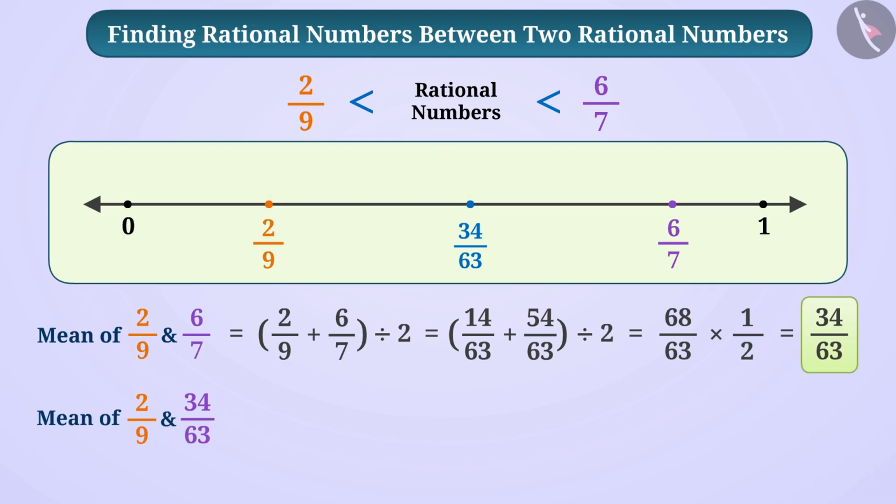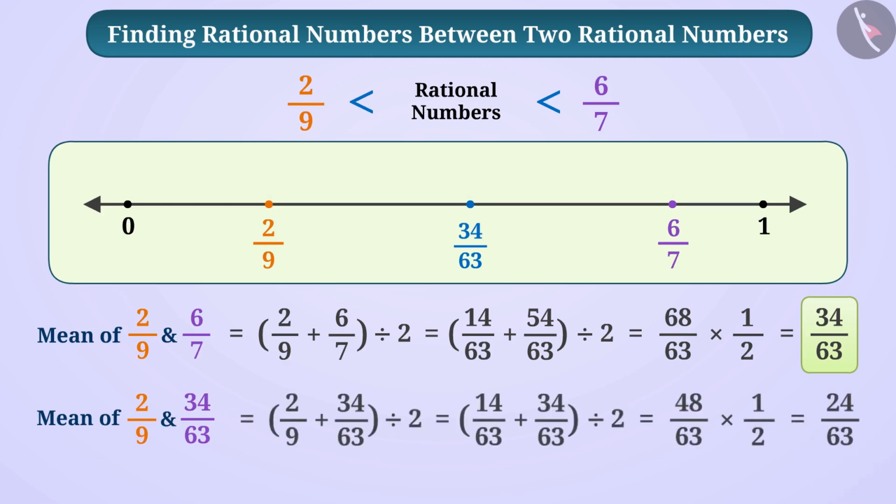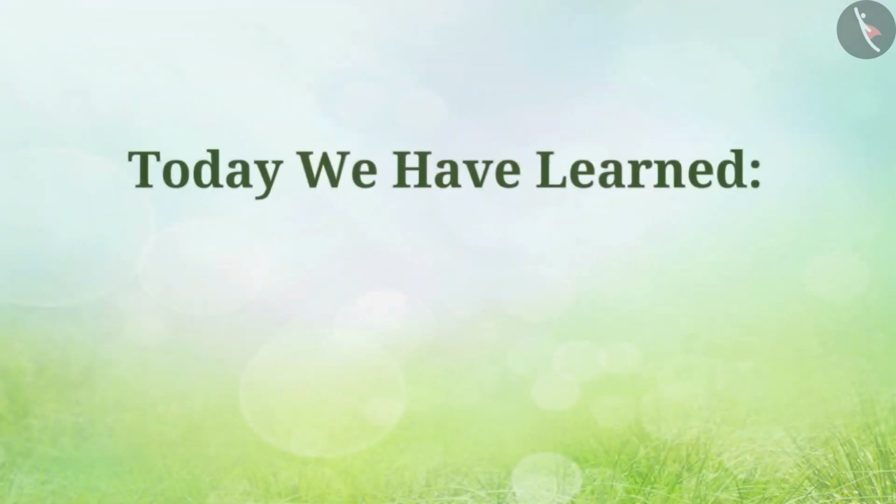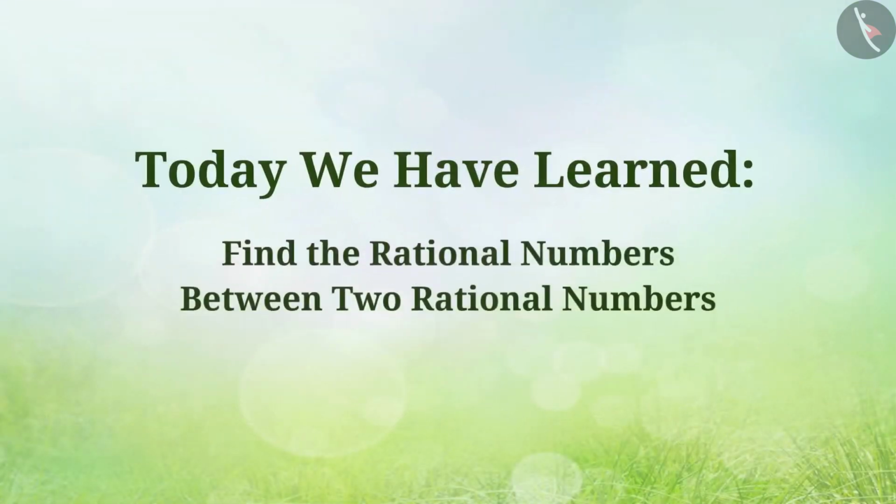Let me tell you, we will do this as follows. This will give the rational number 24 by 63 between 2 by 9 and 34 by 63. In this way, we can find infinite rational numbers between 2 by 9 and 6 by 7. So, today we have learned how to find the rational numbers between two rational numbers. In the next video, we will see some examples of these.